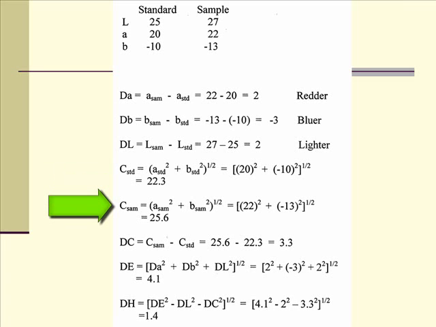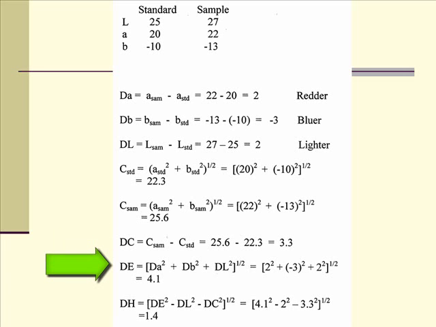Then you do the same thing for the sample, which would be 22 squared plus a negative 13 squared. Add those two up, take the square root of it, and you get 25.6. So to get the delta chroma, DC, the difference in chroma, you take 25.6, which is the C that we calculated for the sample, subtract 22.3, which is the C that we calculated from the standard, and we get 3.3. So that tells us that the sample is more chromatic than the standard.